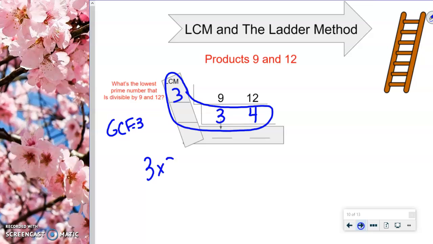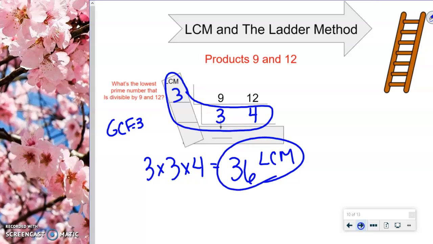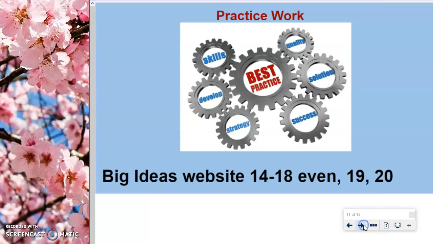So 3 times 3 times 4. Well, 3 times 3 is 9. 9 times 4 would be 36. So my LCM would be 36 for 9 and 12. So that is another example of the ladder method that can be used for finding greatest common factor, or today, least common multiple. So now your homework assignment for today is in bigideasmath.com.